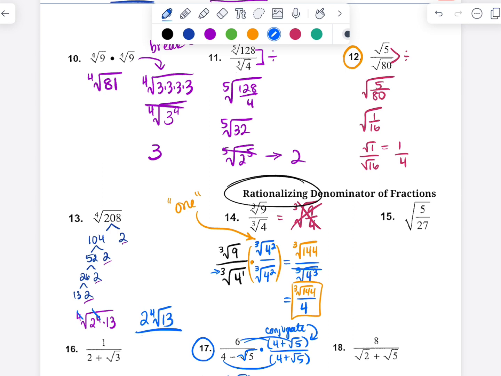All right, number 15 is a problem in which we are going to rationalize the denominator. Now, before we do that, we're going to simplify this.